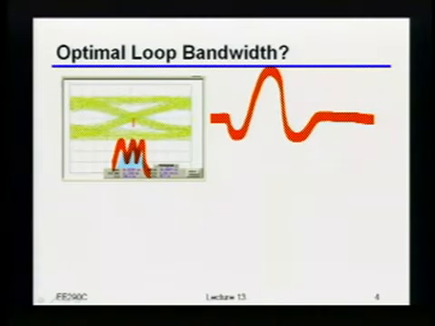I've got a lot of ISI-induced jitter. What should you be doing? Reduce the loop bandwidth. Say that again? Reduce the loop bandwidth. Right. So what Shiva said is, what you'd really like to do is reduce the loop bandwidth.